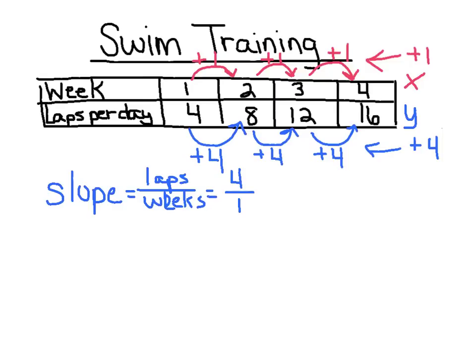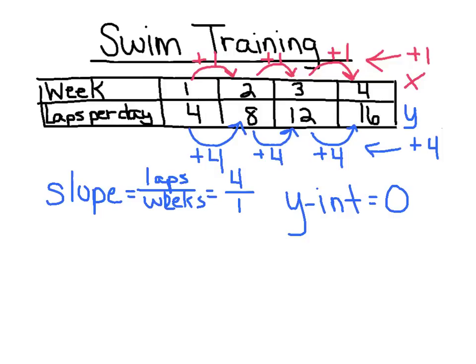Once I have the slope, I need to find the y-intercept. Now remember, the y-intercept was that starting point. If I'm at week 0, how many laps am I swimming each day? Well, if I haven't started, then I haven't swam any, so my y-intercept would be 0. Because I'm at week 0, haven't swam any laps per day.